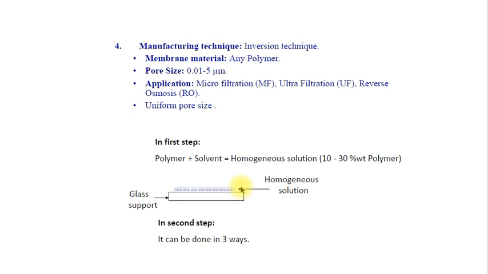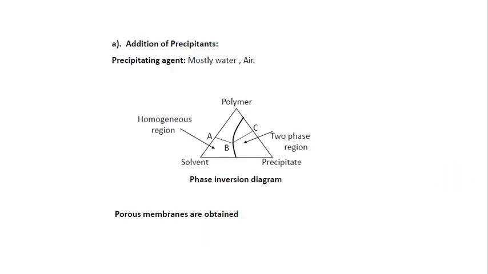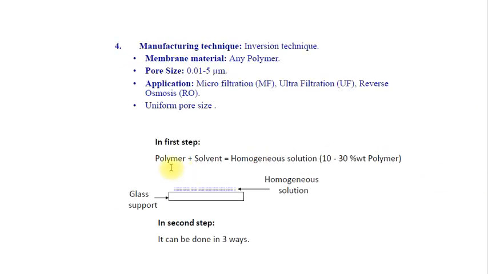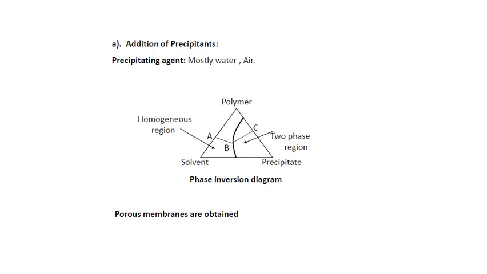The next step is the inversion of phase. So what is the meaning of inversion of phase? In inversion of phase we separate out the solvent from the polymer, so you will get a polymeric sheet. There are different ways to invert the phase in this process. First is using a precipitant. If you use a precipitant, then the polymer will precipitate out and the solvent will be removed. We can use water or another type of chemical precipitant.